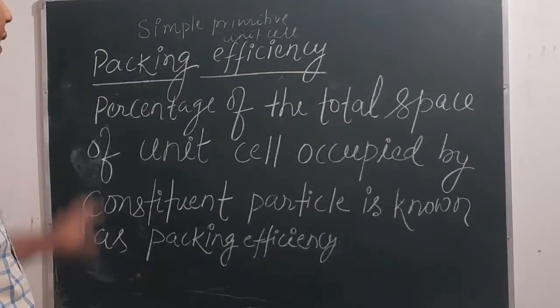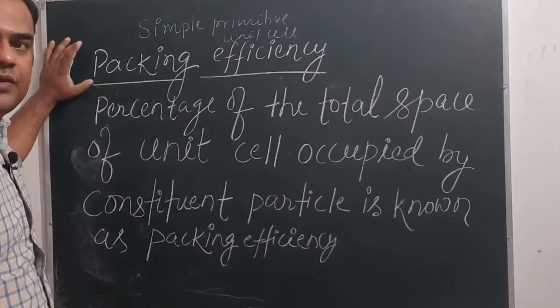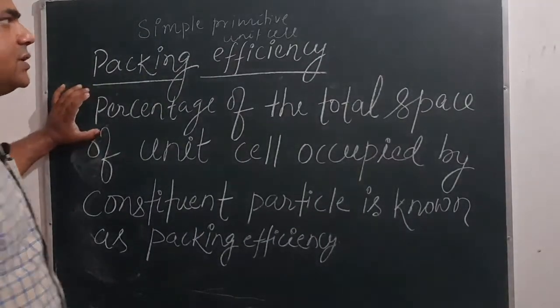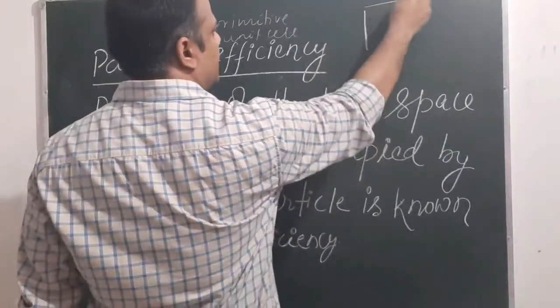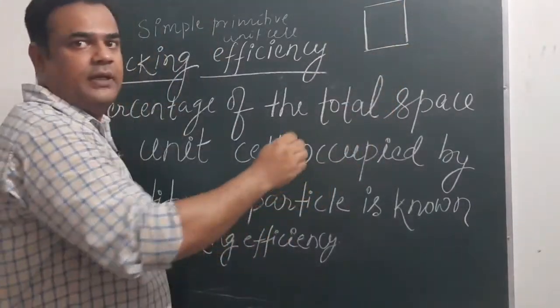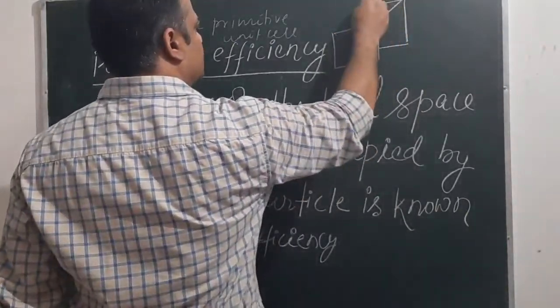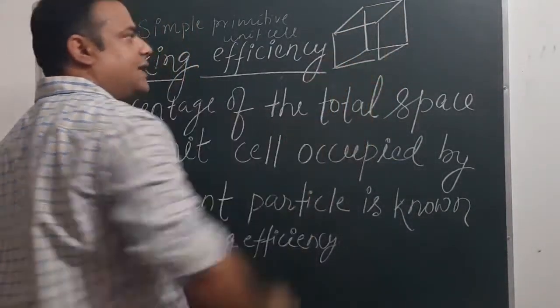Next topic is packing efficiency. Packing efficiency means how much percent of the total unit cell, suppose this one is our cubic unit cell, we have certain volume. This unit cell has certain volume.